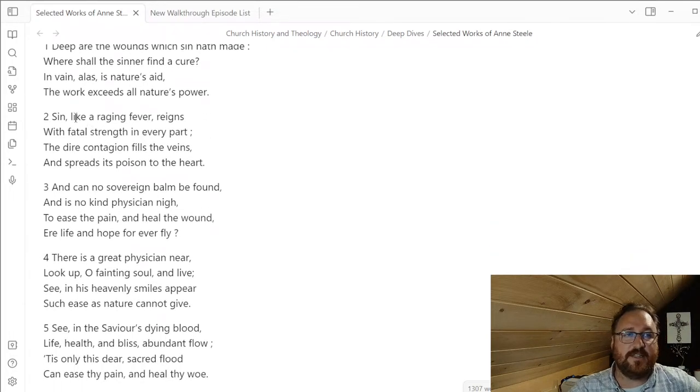So she says, sin, like a raging fever, again, calling to mind she dealt with these all of her life. Sin, like a raging fever, reigns with fatal strength in every part. The dire contagion fills the veins and spreads its poison to the heart. And can no sovereign balm be found, and is no kind physician nigh, to ease the pain and heal the wound, ere life and hope forever fly?